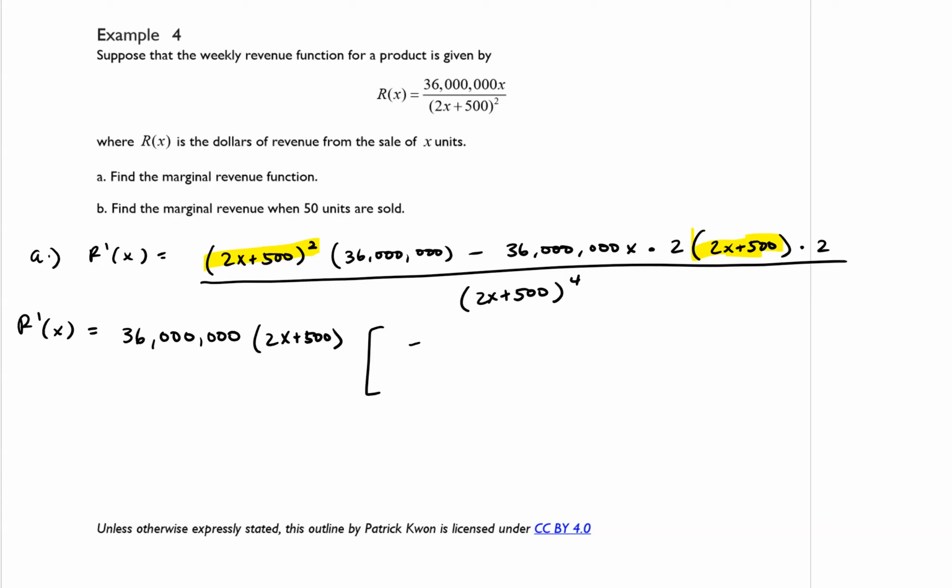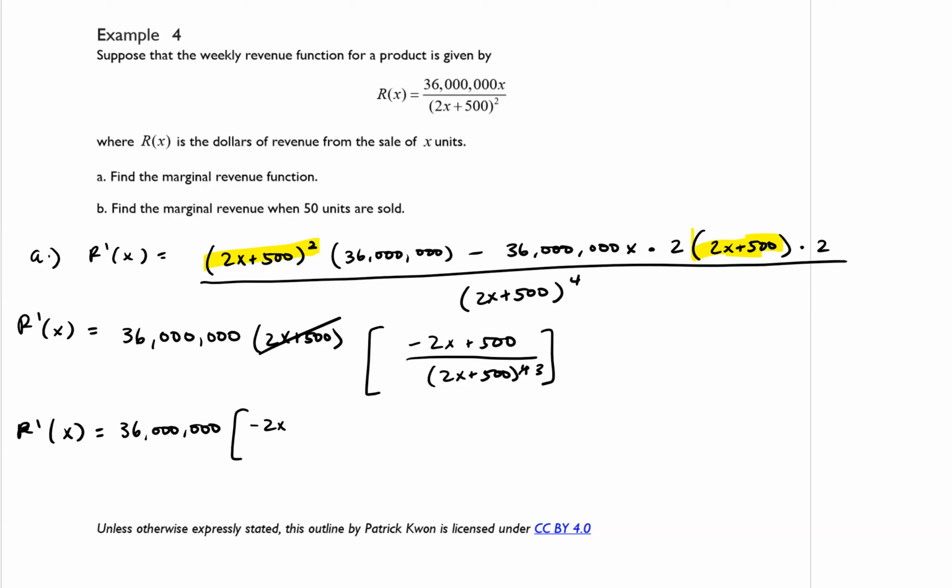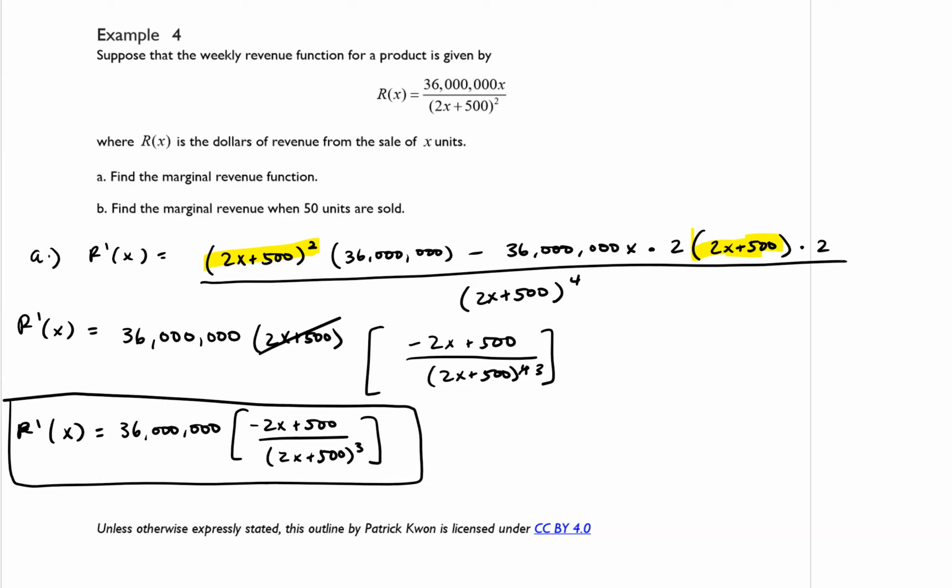So I'm going to go ahead and erase that. And then we'll have 2x plus 500 to the 4th power in the denominator. And then we can cancel that with one of these. So that can change to a 3. So we have r prime of x is equal to 36 million times negative 2x plus 500 over 2x plus 500 to the third power. So there's our derivative function, or our marginal revenue function.